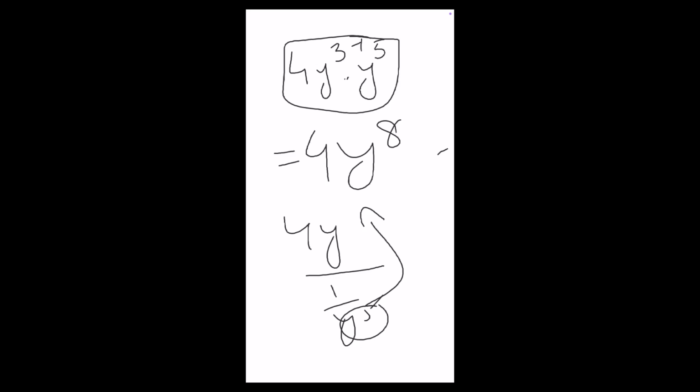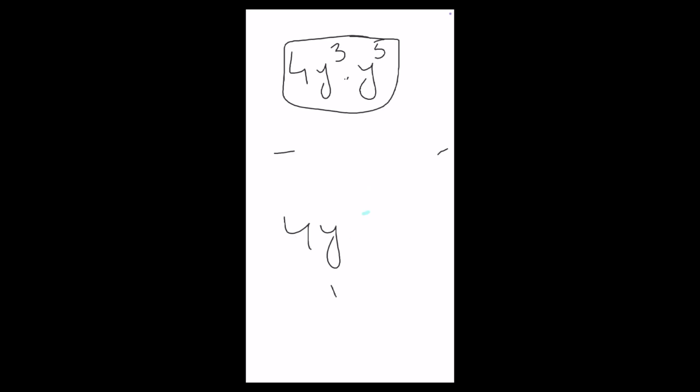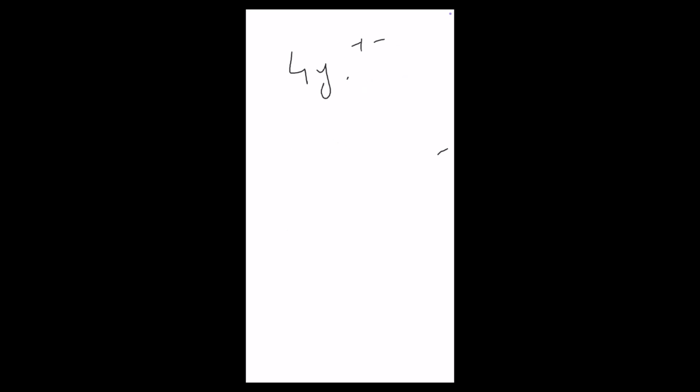The first one was the negative exponent rule. The second one was the quotient rule. And the third one was the product rule. Okay, so till here you are clear? Anything you wanted to ask? No. Okay, good.